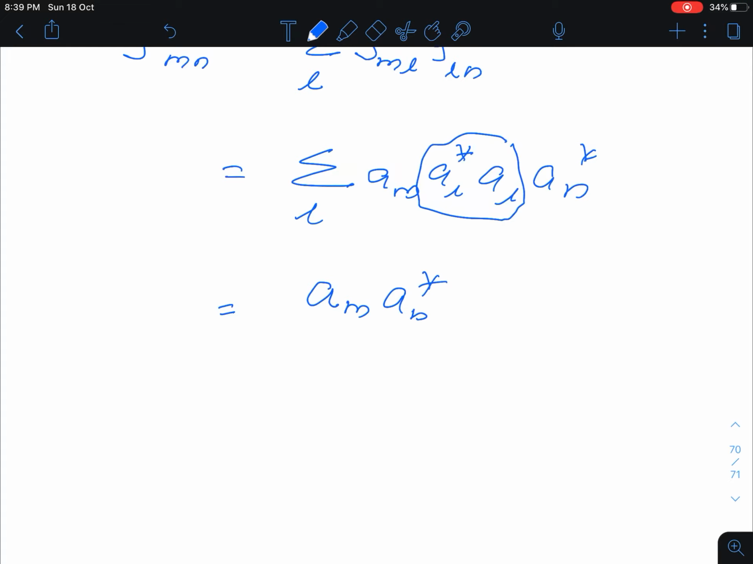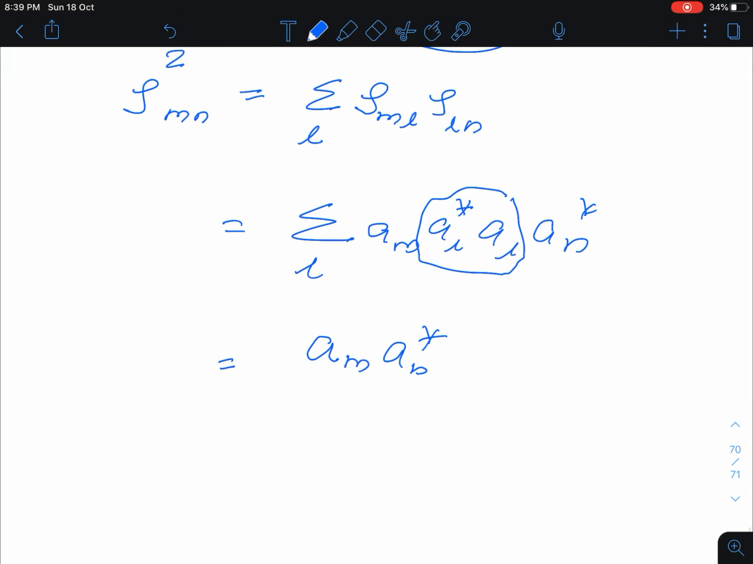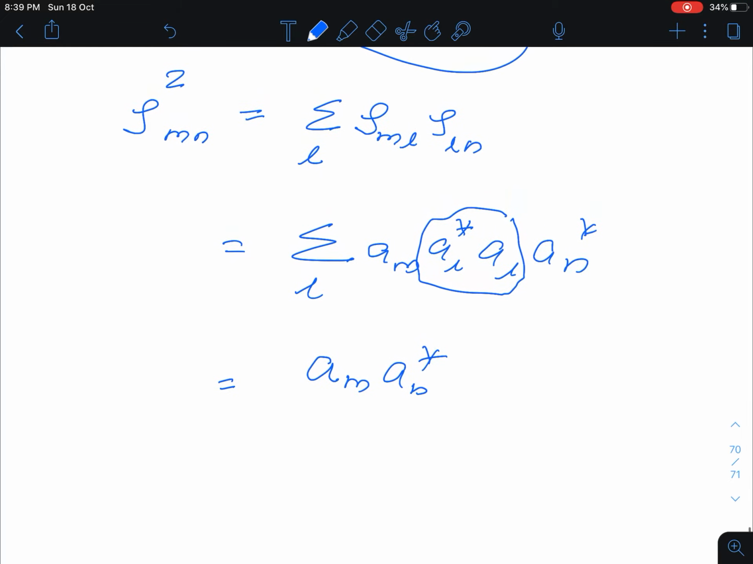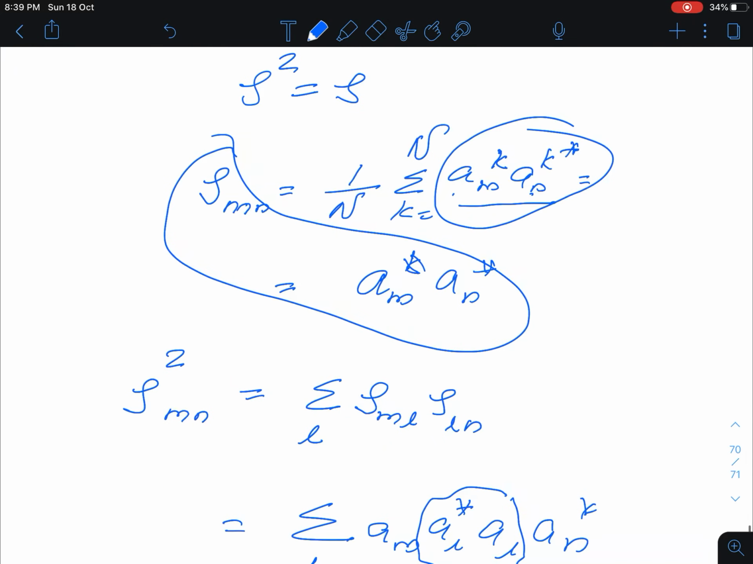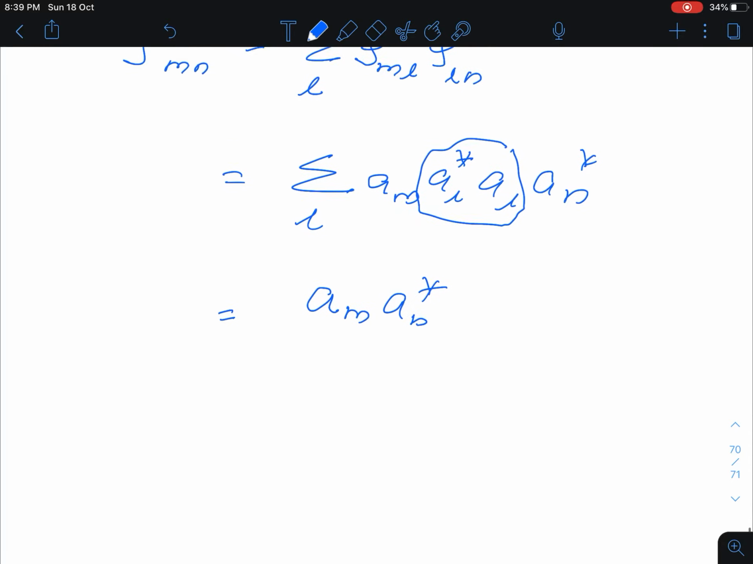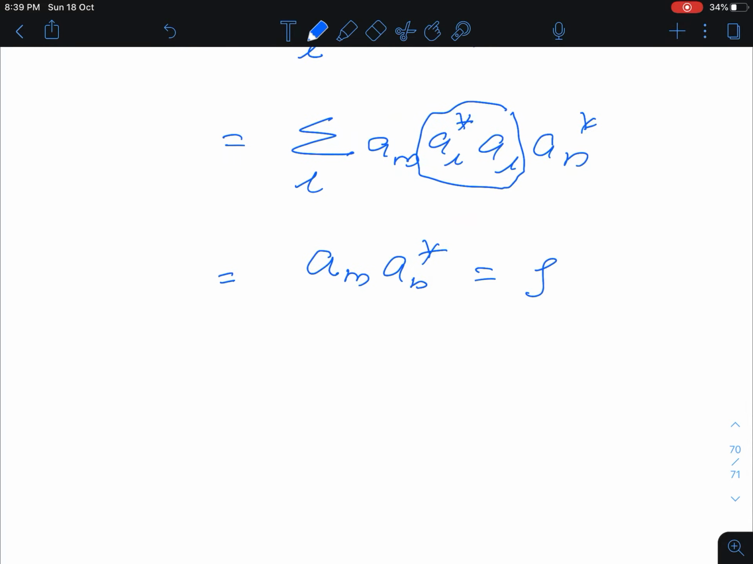AMAN star. Okay, so rho mn square is equal to AMAN star. But what is rho? That is also equal to AMAN star. So that is equal to rho mn. Clear? So this is it.